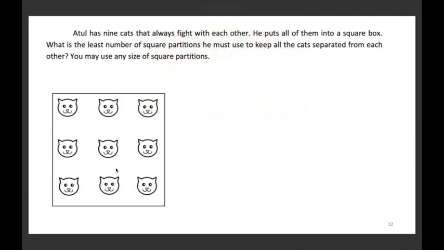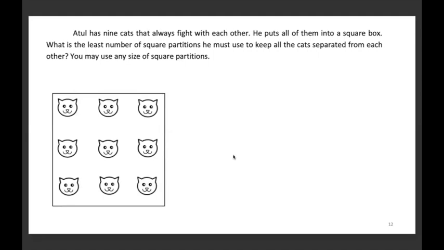Atul has 9 cats that always fight with each other. He puts all of them in a square box. What is the least number of square partitions he must use to keep all the cats separated from each other? You may use any size of square partitions. We may use any size of square partition, but we have to make sure that all 9 cats are separated from each other by square partitions.